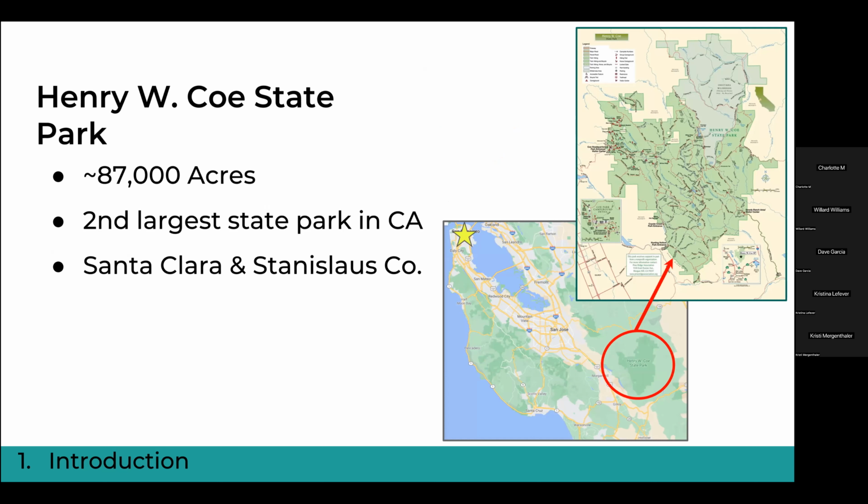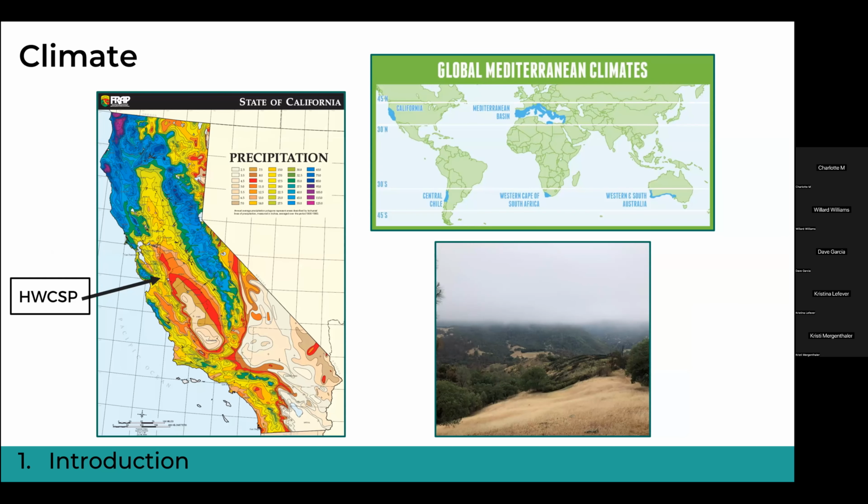So Henry W. Coe State Park is 87,000 acres large. It's the second largest state park in California behind Anza-Borrego Desert State Park in San Diego. It spans from Santa Clara County to Stanislaus County. So like I said earlier, the climate of the park is largely Mediterranean, as is much of California. But this is certainly more of a hot and drier Mediterranean variety than some others that you'd find closer to the coastline.